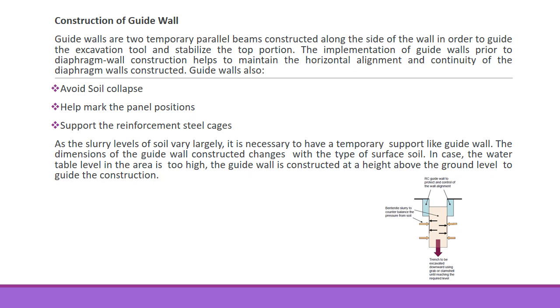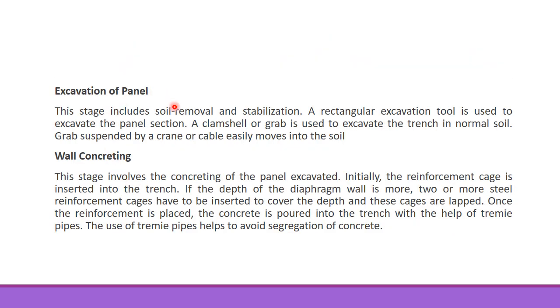Where the slurry level of the soil is very large, it is necessary to have a temporary support like the guide wall. The dimension of the guide wall changes with the type of surface of the soil. In case the water table level in the ground is too high, the guide wall is constructed at a height above the ground level to guide the excavation of the panel.